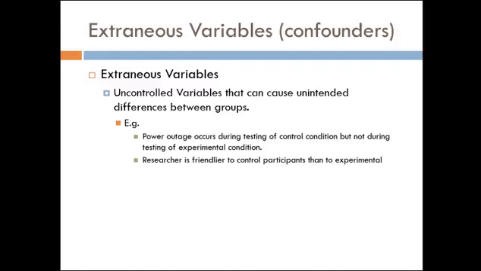Maybe the researcher is friendlier to the control participants than to the experimental condition, and so you end up with the two groups scoring differently, not because of the independent variable, but because of the way that they were treated.